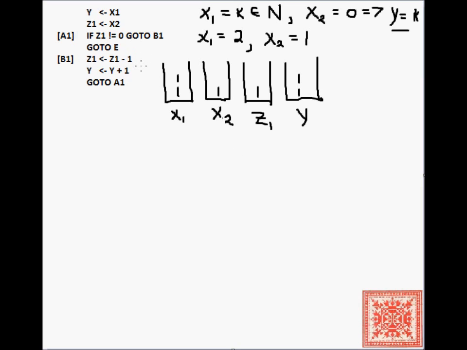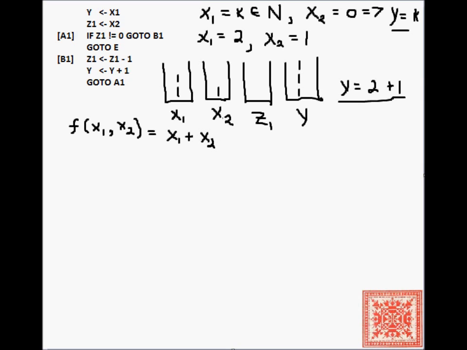Okay, so what happens? z1 is not equal to 0, so we go to b1 and subtract 1 from z1. So let's take this 1 out of z1 and add it to y. Then we go back to a1 and we terminate. So y ends up being the value of 2 plus 1, 3. So what does this function compute? It actually computes the addition, it adds two values, x1 and x2. So it computes the function f of x1, x2 equals x1 plus x2.